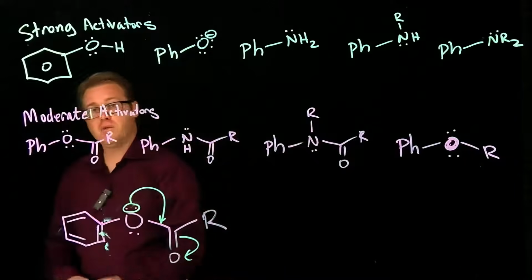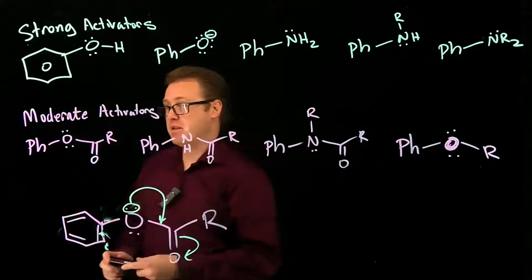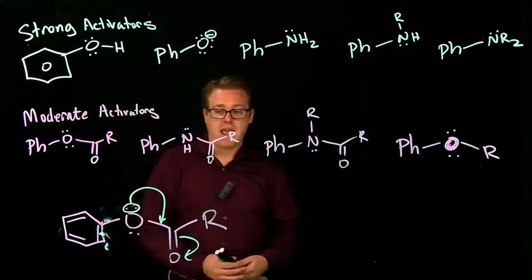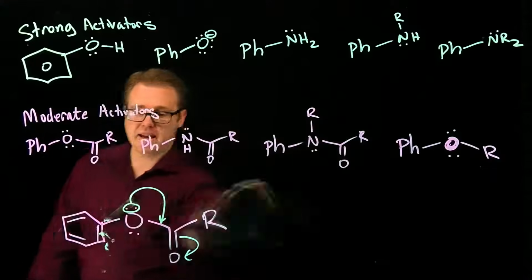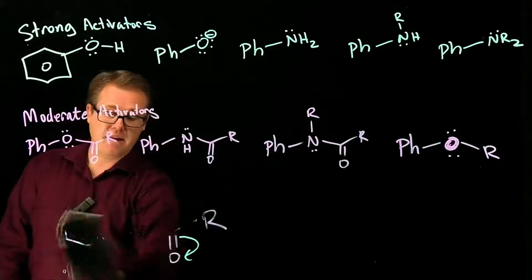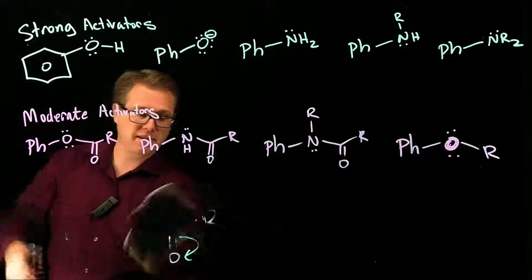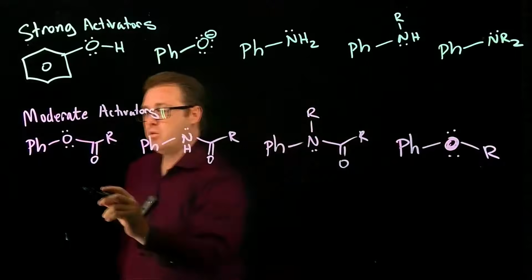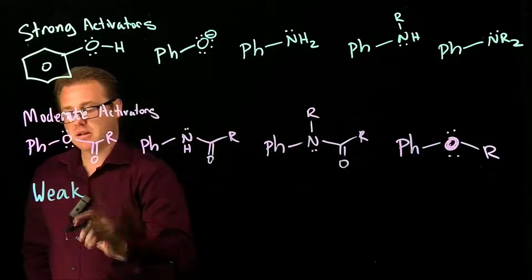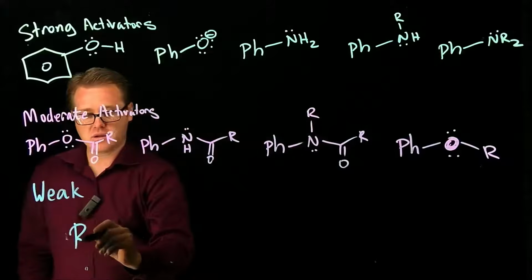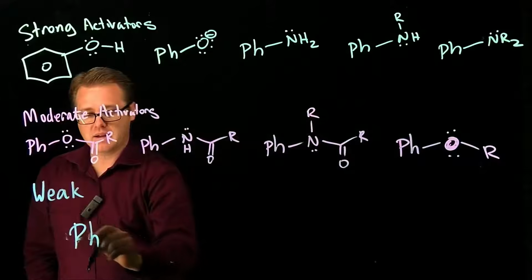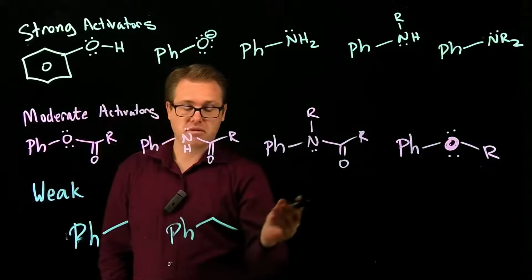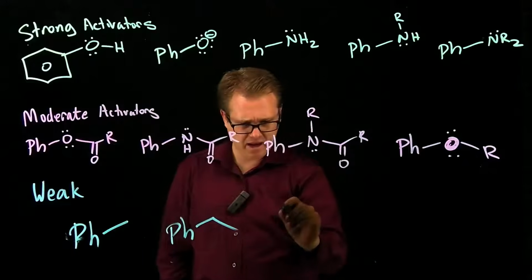Okay? And you will see tables in your textbook that list all the strong activators, all the moderate activators. And then you can envision what's coming next. If we have strong, if we have moderate, then we would expect that we have some weak ones, and we do. So we have some weak activators, okay? And some of those weak activators would be, that's a Ph there, would just be a methyl group or an ethyl group, okay? And so forth.